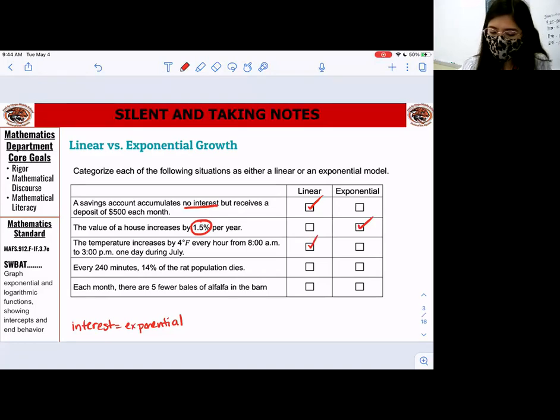What about number 5? Every 240 minutes, 14% of the rat population dies. Good. That one's easy. Exponential as well. Kind of sad for those rats. All right, and then last one. Each month there are 5 fewer bales of alfalfa in the barn. Linear. No multiplication words, no percentages. So for exponential functions, we always look for percentages, multiplication words, and then interest is the one other thing that's involved with exponential functions. Any questions on how to identify from a word problem? Yeah.